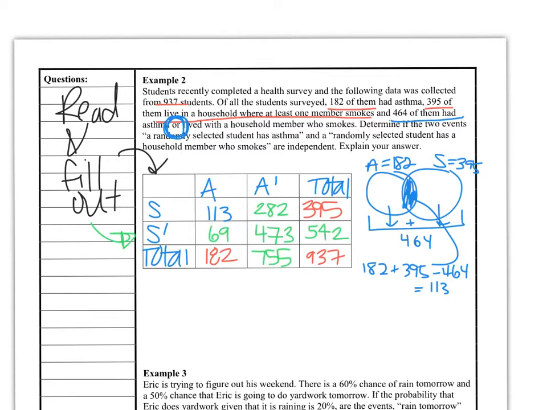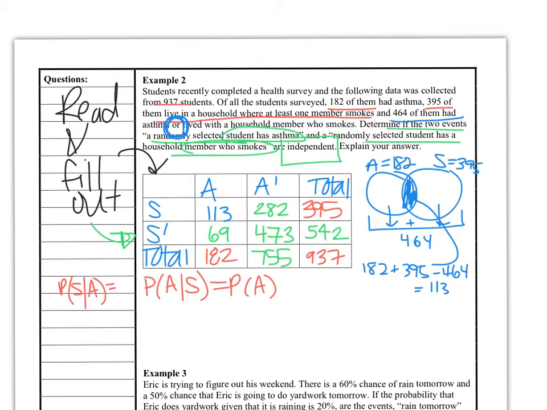Okay, so we're asked if the two events, that a student has asthma and a student is in a household that smokes, are independent of one another. So do they depend on one another? Meaning, does a person with asthma necessarily live in a smoker household? So again, to do this, we need the probability of asthma given that you're in a smoking household to equal the probability of asthma. Or we could do the reverse of that: the probability of smoker given that you have asthma equals the probability of being a smoker.